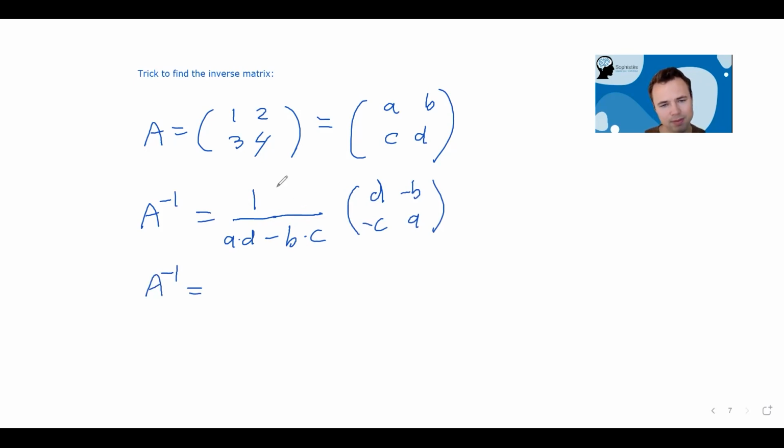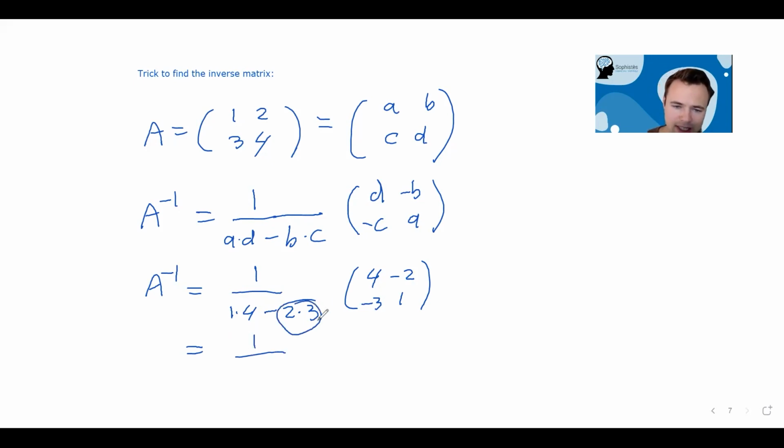So you now do 1 divided by 1 times 4 minus 2 times 3. You switch the 1 and the 4, that's the second thing you do. And then you make the 2 and the 3 negative. And what you will get is the following. This is 4 minus 6. 4 minus 6 is negative 2.